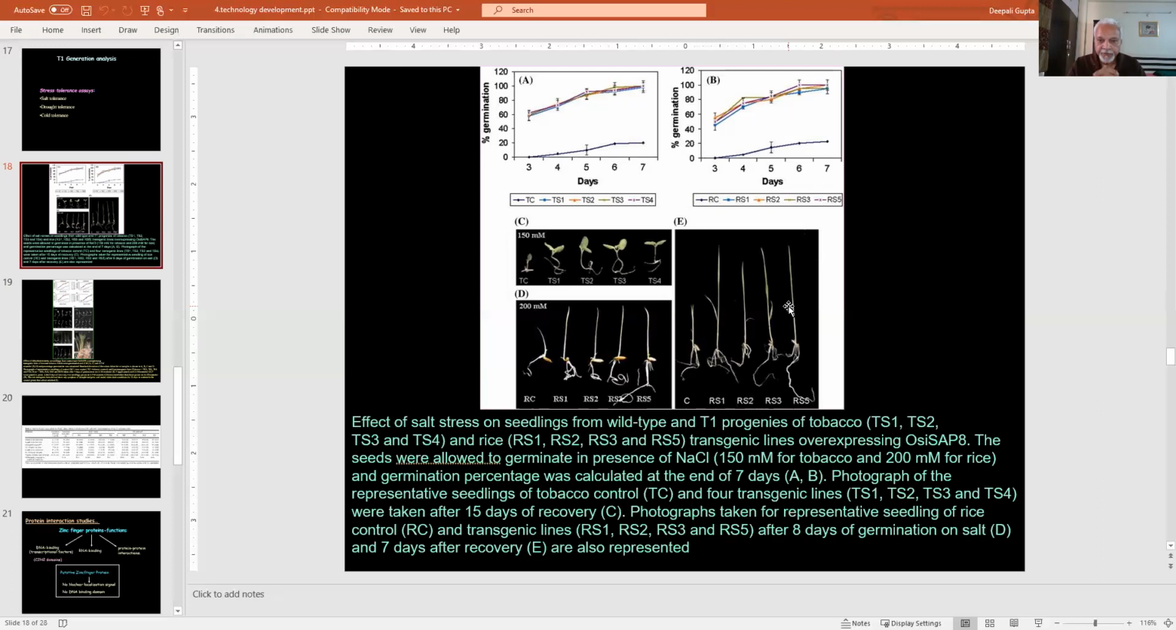Now, in plants, since they are sessile and they grow in one place, there is a mechanism which starts functioning to give them tolerance. And once these stress conditions are over, the machinery gets back to the normal conditions. So that slowdown of the growth, which takes place under stress, has to recover back to the normal. So this panel indicates that this gene also helps in overcoming the stress conditions and recovery from the stress subsequently.